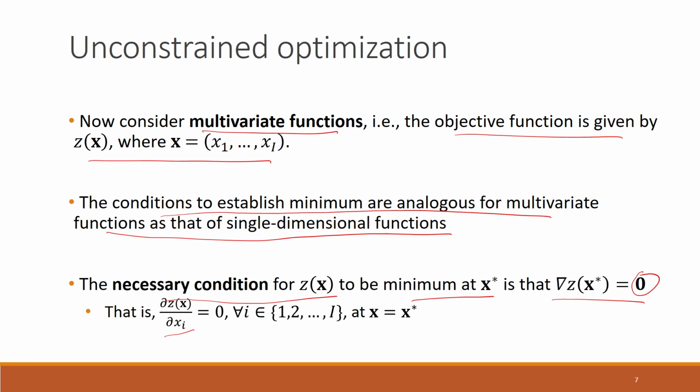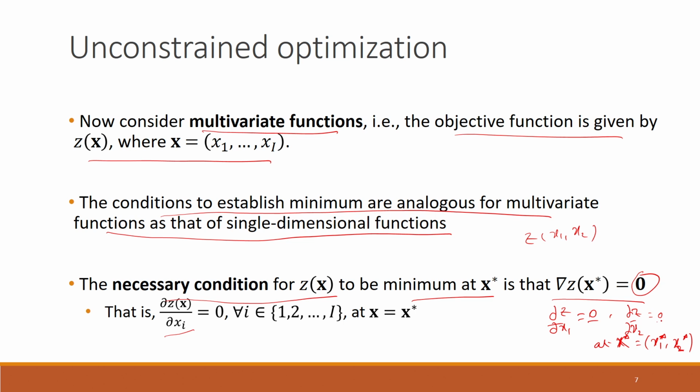Okay. So if a function z is varying with x1 and x2, what does this gradient of z at x star equal to 0 mean? It means that the partial derivative of this function z with respect to x1 should also be equal to 0 at (x1 star, x2 star), and the partial derivative of z with respect to x2 should also be 0, both at x star, this bold, equal to (x1 star, x2 star).